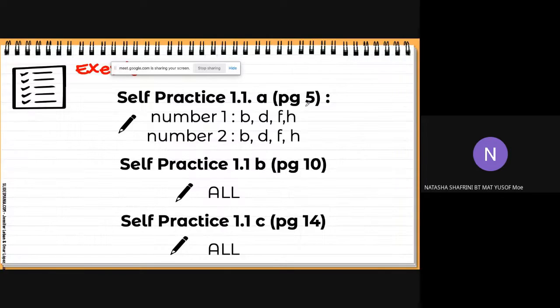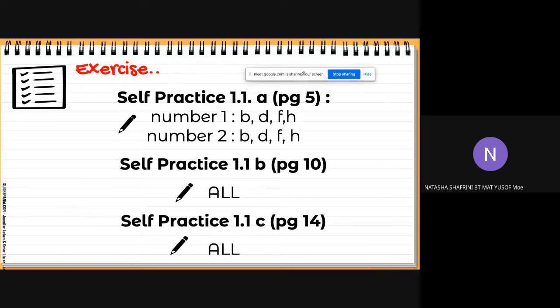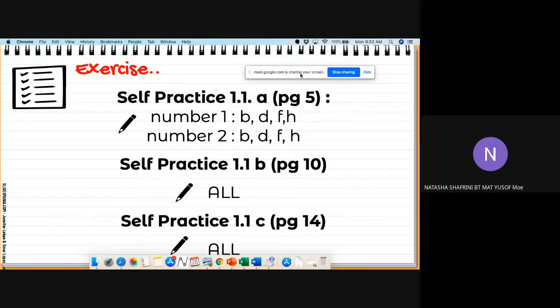Okay. Next. Self-practice exercise. Ini latihan awak. Cikgu dah ajar sampai 1.1C. Kalau tak sempat salin tak apa, nanti cikgu akan share slide ni. You nak ambil gambar ke dulu boleh. Nak ambil gambar dulu, okay cikgu proceed.